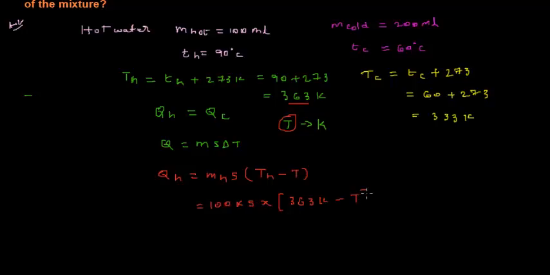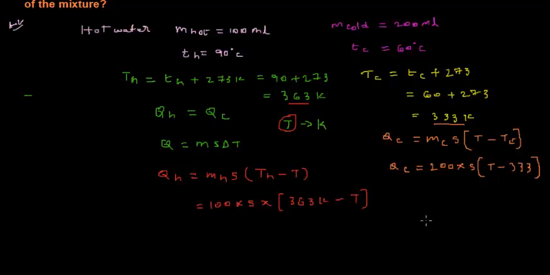Now let us write down for Q C. Q C is equal to m C into S into T minus Tc. Let us substitute the values of m C and Tc. The value of m C, or mass of cold water, is equal to 200 ml. Therefore, 200 into S into T minus Tc, whose value is 333 Kelvin. Therefore, I will be writing 333 here.